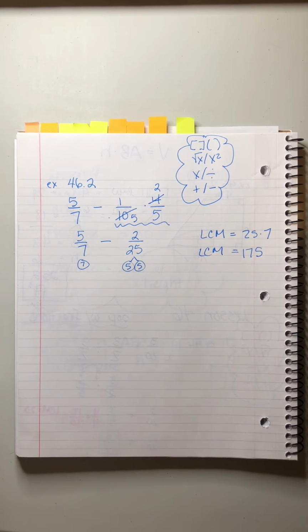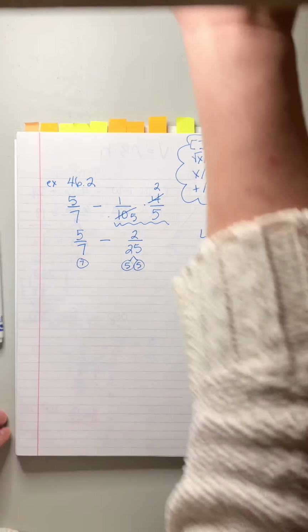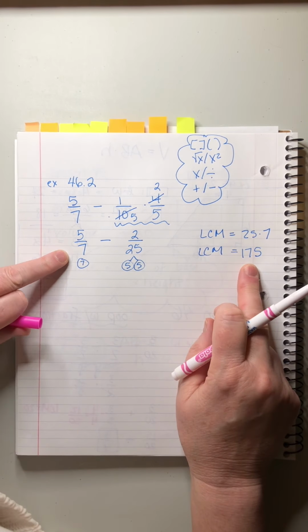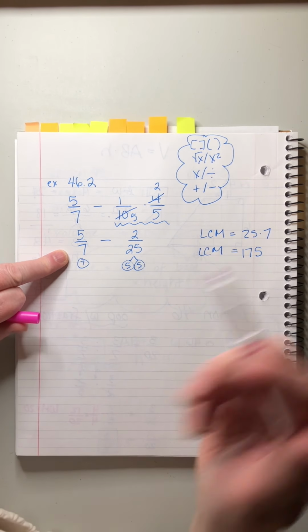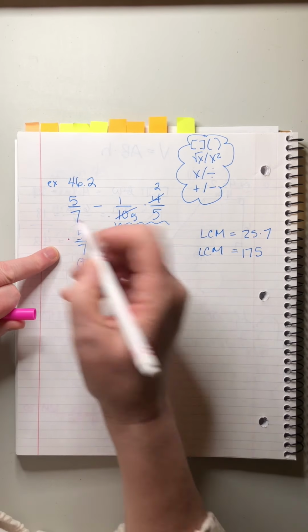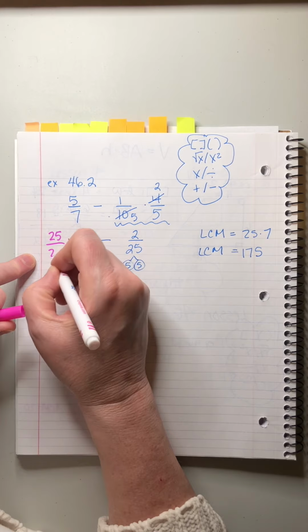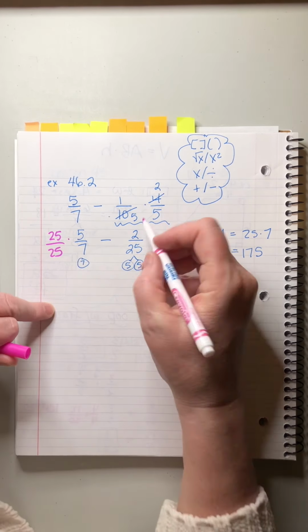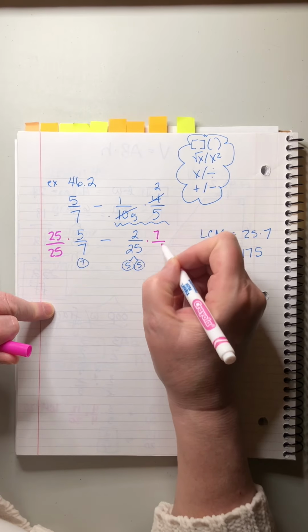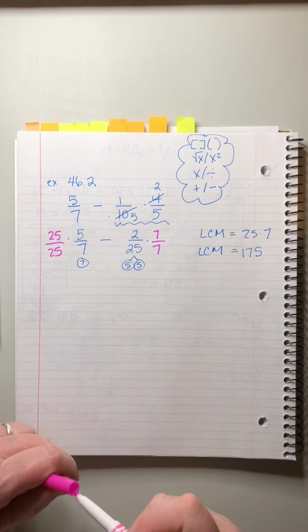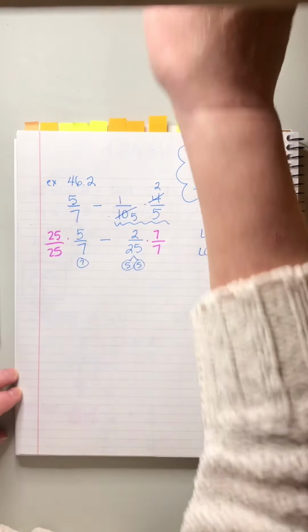That means I have to adjust both of these fractions, right? Because neither one of them is 175. So it's easy though, because I just multiplied those numbers together. So I know that this one is going to need to be multiplied by 25 over 25, right? Because there's my 175. And this one will have to be multiplied by 7 over 7, right? Okay, good. We can do that. That's not so bad. All right.